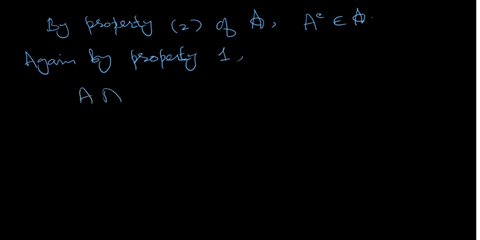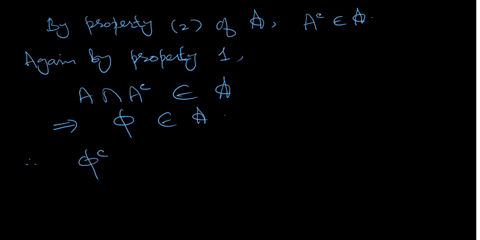A intersection A complement belongs to A. But then this should belong to A because it is the empty set. Now the empty set is in A, therefore its complement, phi complement, which is equal to the whole space X, is also in A. तो पहली प्रॉपर्टी आ गई आपके पास, फी सेट और X जो है ना, ये दोनों A में हैं.